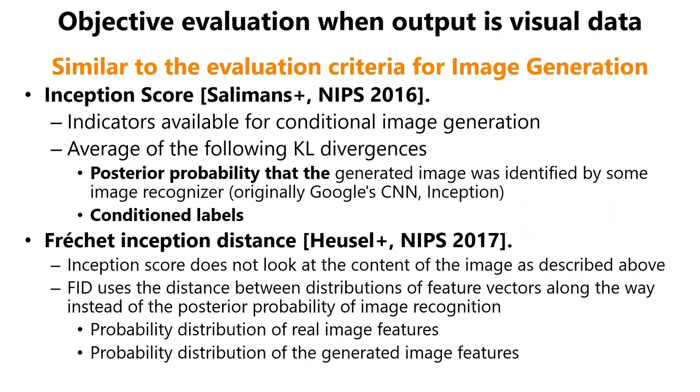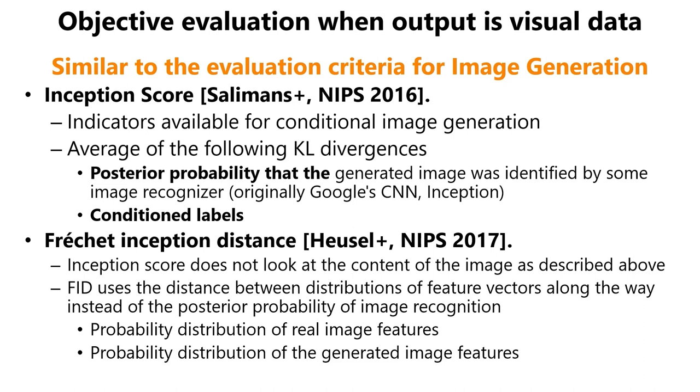The next case is when the output is visual data. This is the case when the output is an image from a caption, and an image generation evaluation metric is used here, just like in GANs. For example, the inception score is a measure of how well the generated image is identified, classified by other image recognizers. The Fréchet inception distance is basically an improved version of the inception score, utilizing the distance between the distribution of vectors in the middle of the image recognizer.